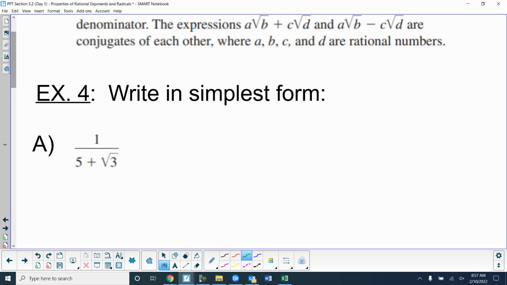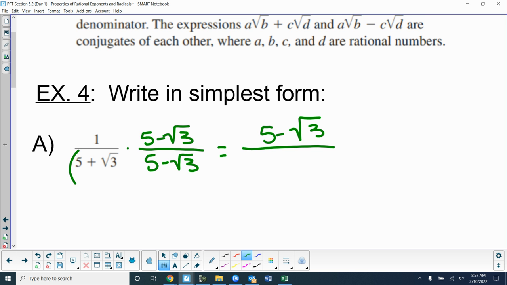So, since there's a radical here in the bottom, I have to multiply by the conjugate of 5 plus radical 3. What is it? Say it louder, Brock. Right. 5 minus radical 3, to both top and bottom. Okay? Now, what's 1 in the top times 5 minus radical 3? Yeah, 1 times anything is itself, right?